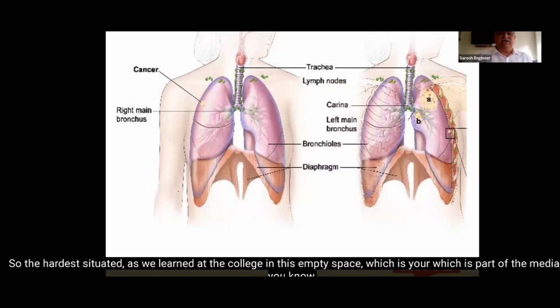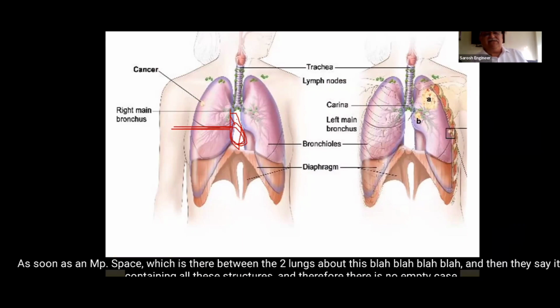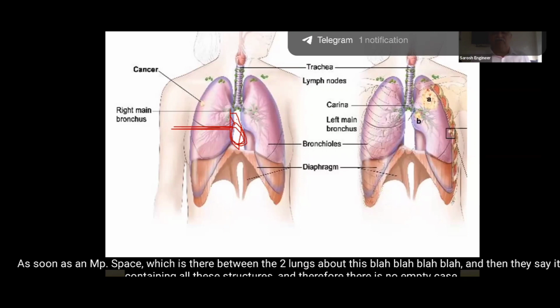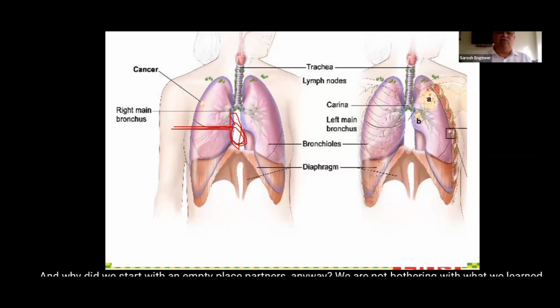So the heart is situated, as we learned in college, in this empty space which is called the mediastinum. First in college they made us define what is mediastinum. Mediastinum is an empty space between the 2 lungs, above this and so on, and then they said it is containing all these structures, and therefore there is no empty place. And why did we start with an empty place? God knows. Anyway, we are not bothering with what we learned. We can unlearn that. What I'm interested in showing you is this is the diaphragm.